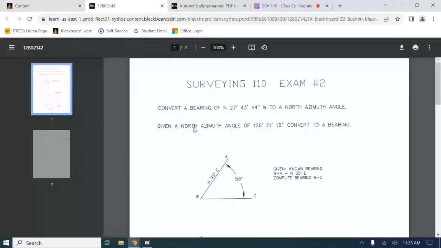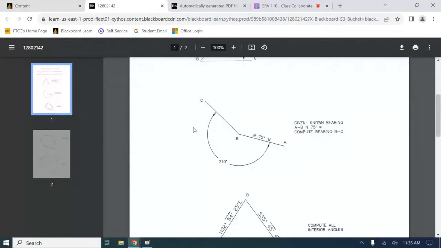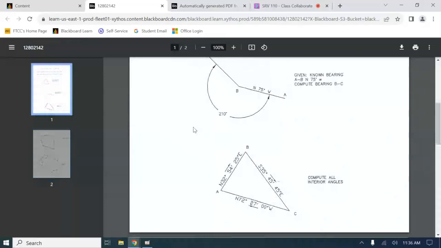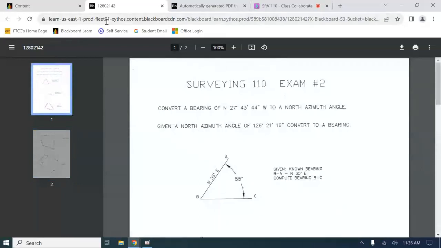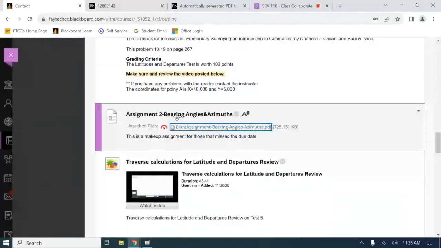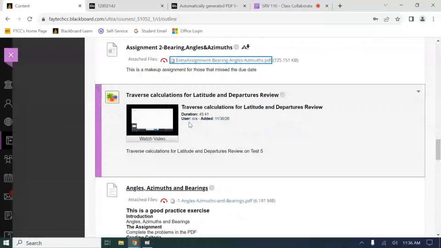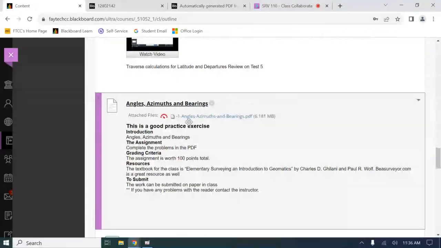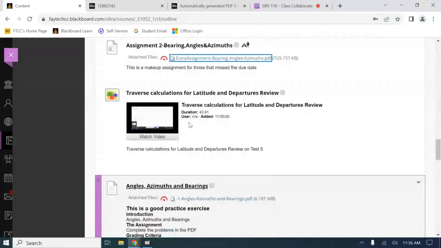Oh, that's called exam 2. I said that was extra work, is what that was. But let me see, because I should have one. That's called makeup extra assignment. Okay, under module 5, and then it's under trigonometry, angles, azimuths, and bearings.